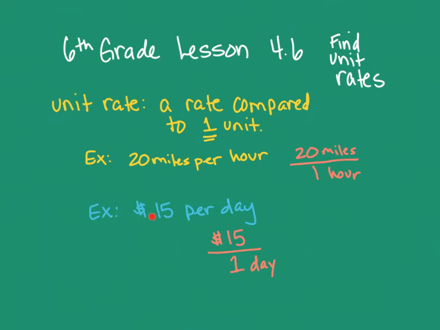Another example, we might say that she makes $15 per day. Oh, that would be terrible. $15 per day would be $15 per 1 day, a 15 to 1 ratio. So a unit rate is still a ratio, but part of that ratio is a single 1 unit, hour singular or day singular, not days, or something like that.